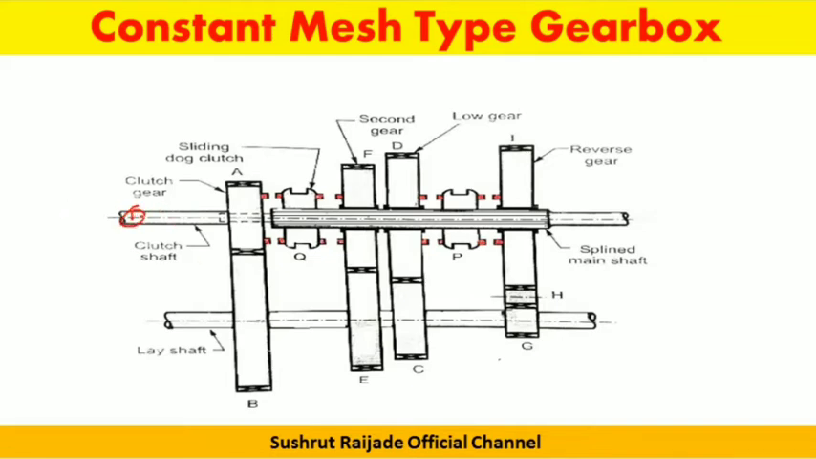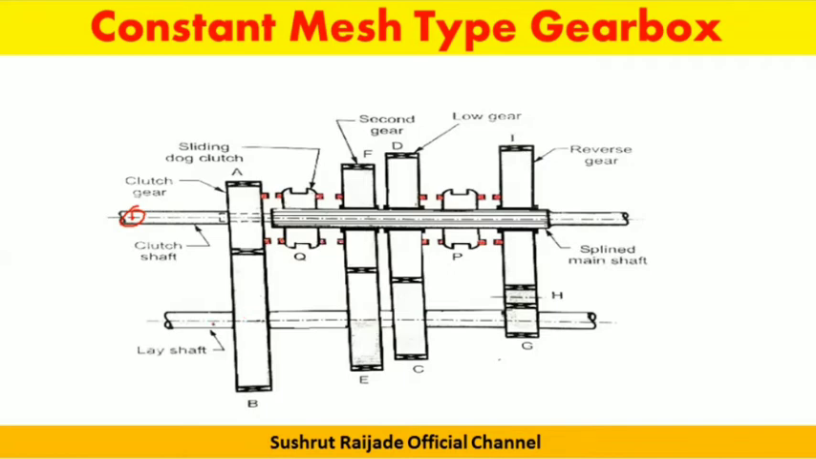This clutch shaft is the input shaft to the gearbox, and its outer end is connected to the clutch disc. It has a gear machined at its inner end. That means here you can see the gear A is machined to the clutch shaft, and that gear meshes with the respective gear on the lay shaft. That means gear B is meshing with the gear A.